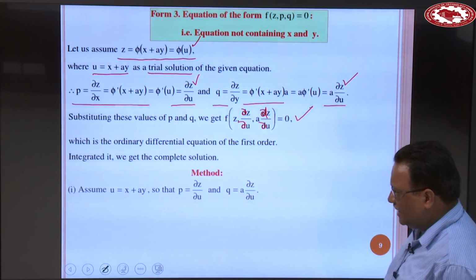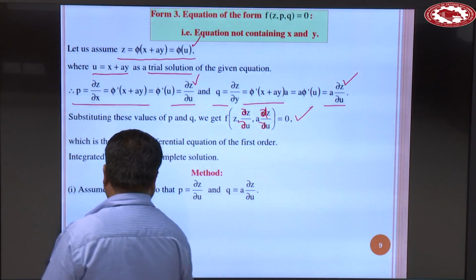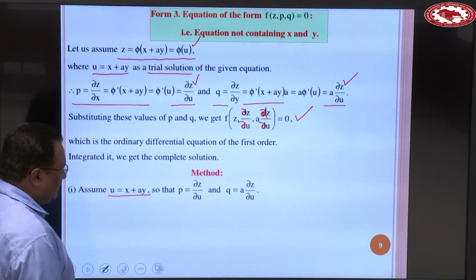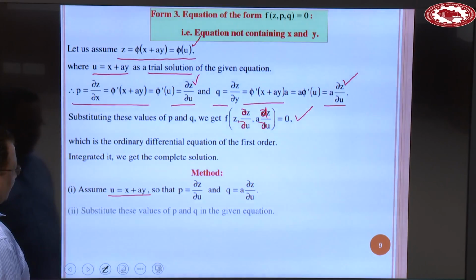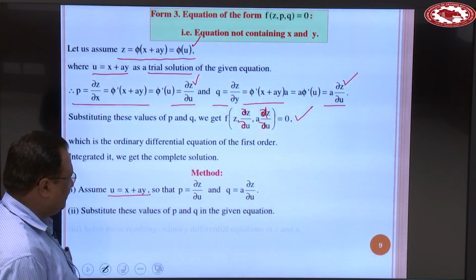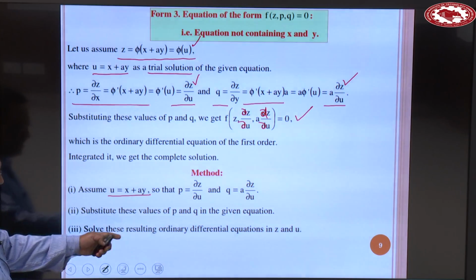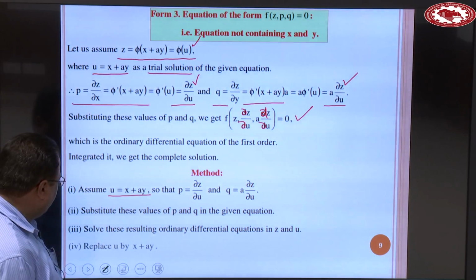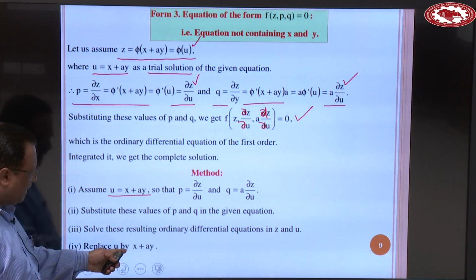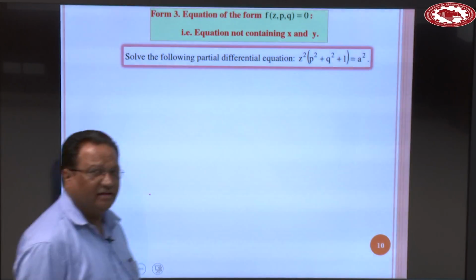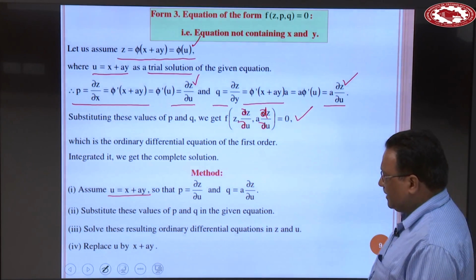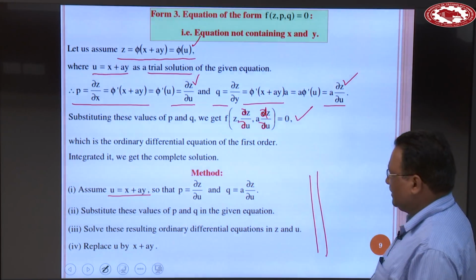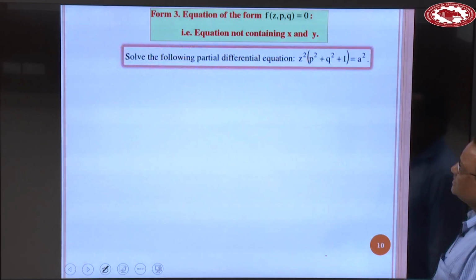So what is the method? Assume u is equal to x plus ay, so that p is equal to curly z over curly u, q is equal to a curly z over curly u. Substitute these values of p and q in the given equation. Solve the resulting ordinary differential equation in z and u and replace finally u by x plus ay. We get the result. So that one is the method for evaluating the solution. Okay, so let us solve this problem.